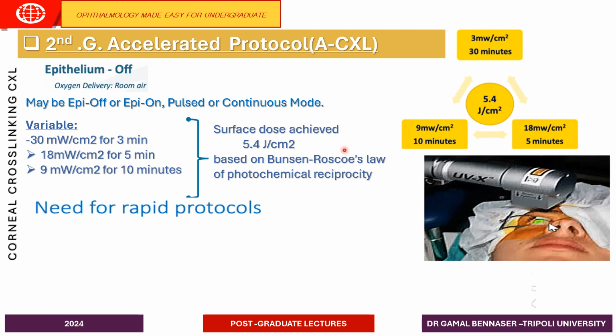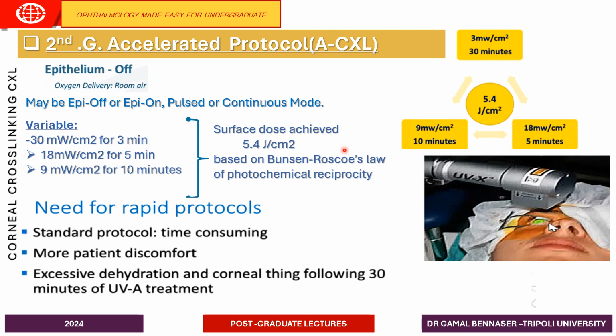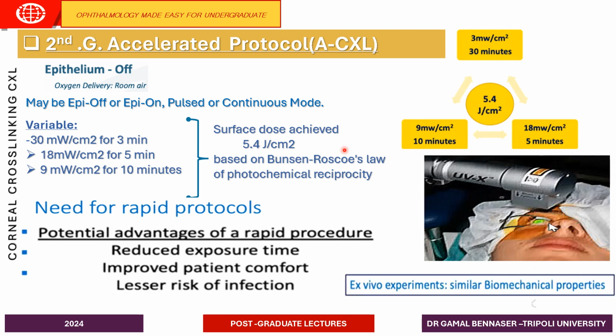Now, why did the idea come? The need for rapid protocols arose because the standard protocol, as I said, is time-consuming, with more patient discomfort, and sometimes excessive dehydration, especially when using riboflavin with dextran for 30 minutes in the cornea. This might induce dehydration and lead to a decrease in the corneal thickness. The other advantages of the accelerated protocol are that by reducing the exposure time, patient comfort improves and there is less risk of infection, because we can use it transepithelially without the need for removal of the epithelium.